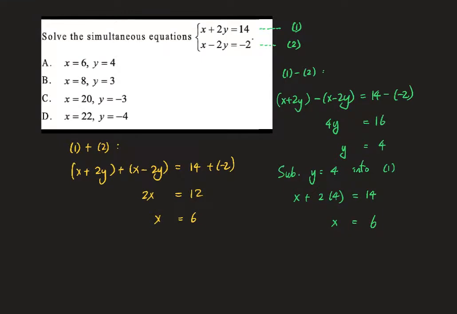Next, I can substitute this value of s into equation 1 again. 6 plus 2y equals 14, and again y will be equal to 4. We get the same answer. So, in these questions, students, you can use either addition or subtraction to solve the simultaneous equations.